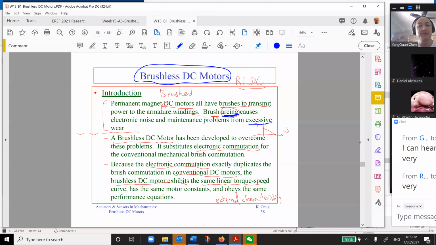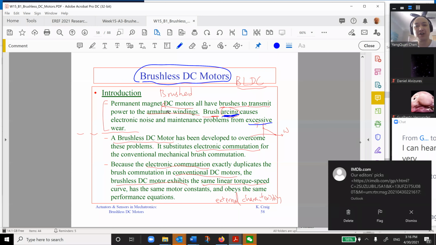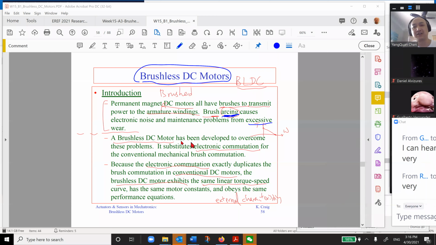So it turns out possible. We just say use brushless motor and enjoy the same characteristic like brushed DC motors. So that is called a brushless DC motor, overcoming these problems. So instead of using a mechanical commutator using brush, they use electronic commutation for the conventional mechanical brush commutation. Okay, commutation meaning you change the direction. You suddenly change. You go this way, then suddenly go this way, right?